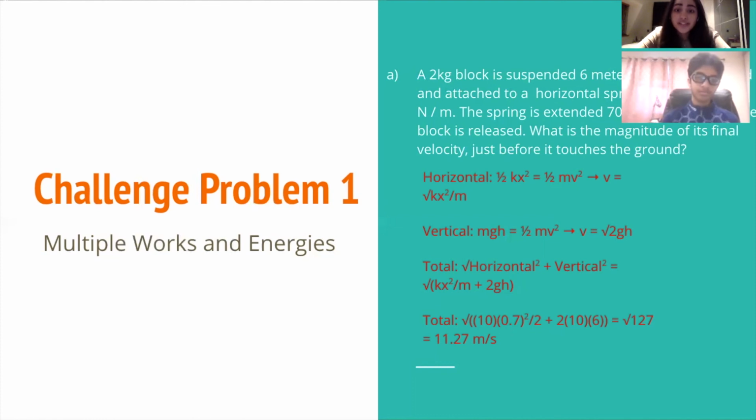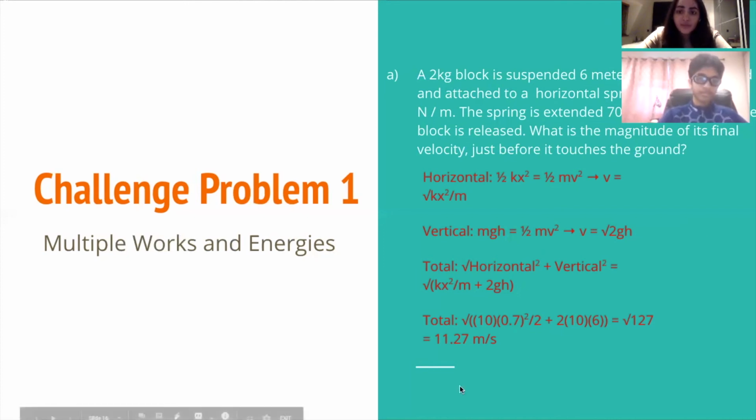And as we learned in our projectile motion slideshows, when we're talking about the total magnitude of the final velocity, we have to use the Pythagorean theorem to use the horizontal and the vertical components, so that we get the square root of horizontal squared plus vertical squared. But we're just going to put in the formulas that we had before, and we solve, and we get that the total velocity is the square root of kx squared divided by m plus 2gh. And using that formula, we can solve and use the values that we had before.